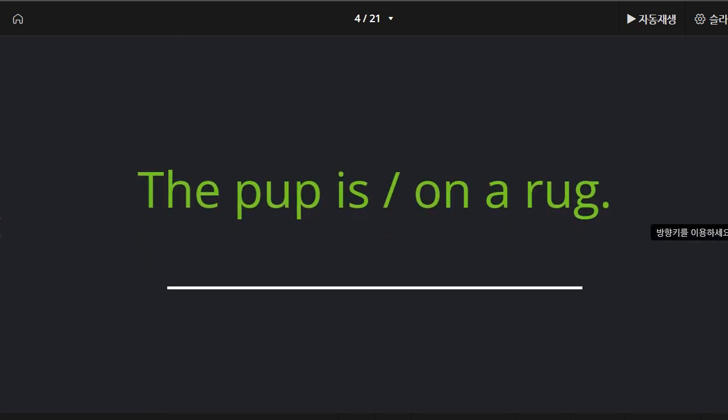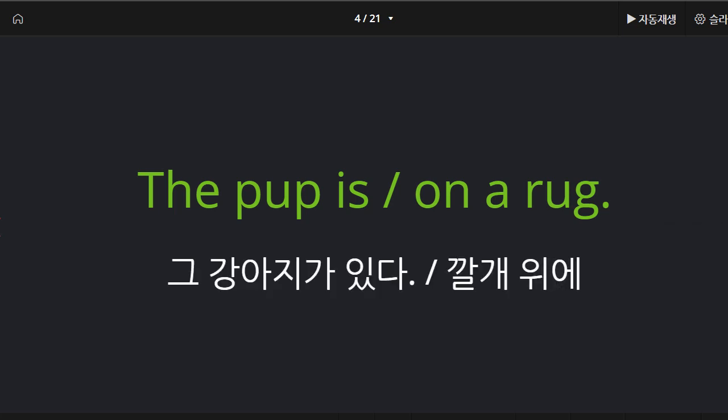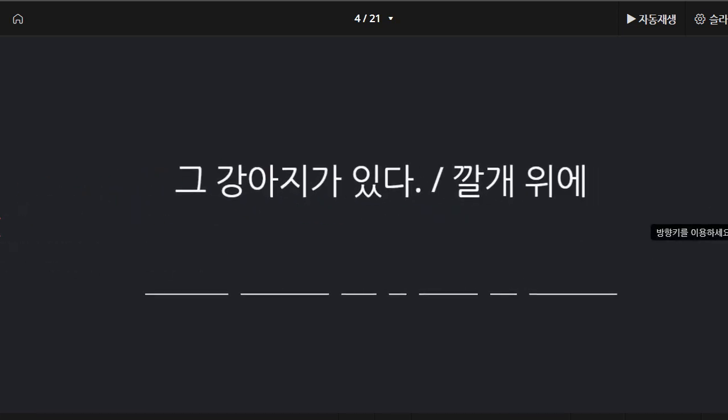The pup is on the log. 내 뜻은? 그 강아지 안으로. Log의 뜻을 까먹었어요. 아, 통나무 위에였어. 그래서?